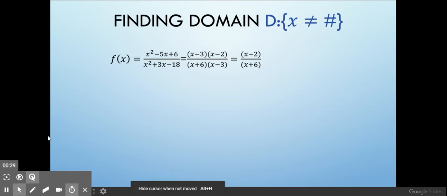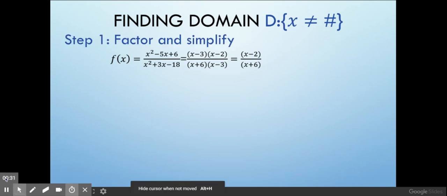So always the first step when finding domain is to factor and simplify. If you forget how to factor and simplify, you can go to the video on rational functions, factor and simplify. But I have already done that here for us.